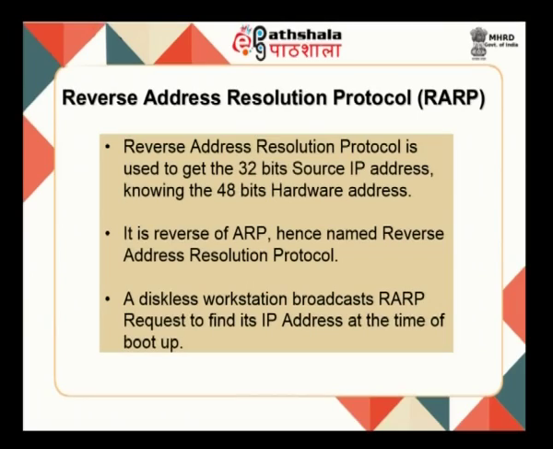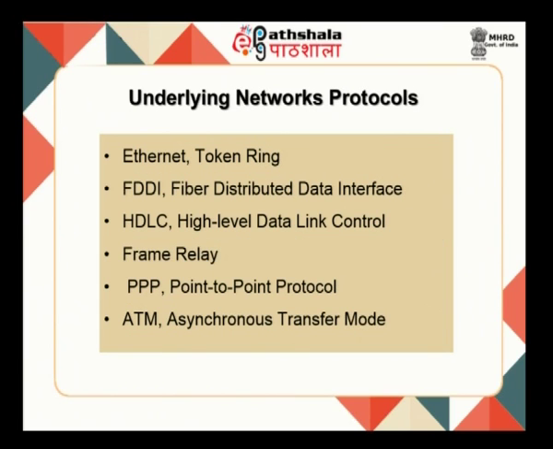And there is a layer called the network access layer. The network access layer is the physical and the data link layer, which has different protocols, and there are a lot of them. So, the underlying protocols that work in the data link or the physical layer are Ethernet, token ring, FDDI, frame relay, point to point protocol, and ATM.